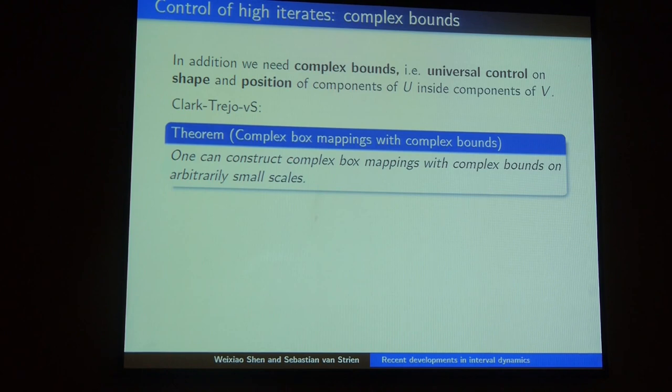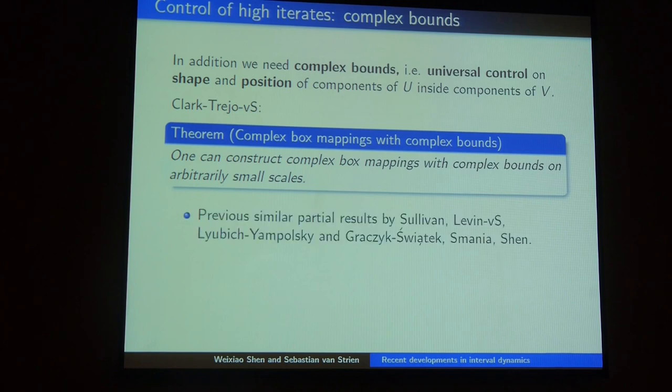And then the most general result is the following, which was obtained again with Trevor Clark and Sofia Trejo, one of my PhD students. And it says that you can construct a complex box mapping having these bounds. In fact, Misha calls this a priori bounds, on arbitrarily small scales. So if you go deep down, because the return map will be more complicated, to know something about the bounds is not going to be for free. You need to sort of obtain that. And well, there are actually previous results by Sullivan and, you know, myself and some others. And so I list some of these here. But this is the more general result.